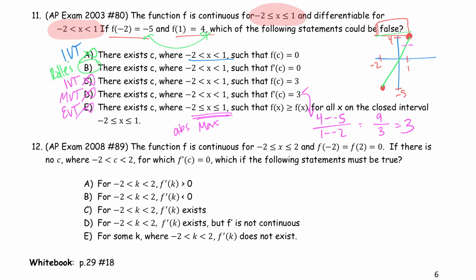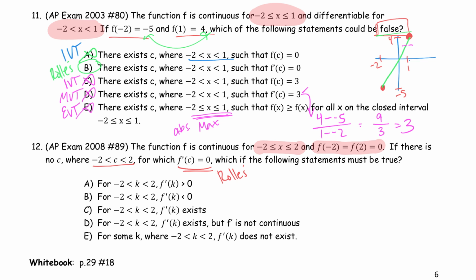So this one is telling us we are continuous on an interval and the endpoints are equal. That's making me think this is going to be a Rolle's theorem problem. It says there is no c, where c is between -2 and 2, for which, yep, the derivative equals 0. So that's going to be the Rolle's theorem. Okay, so let's see. Which of the following must be true?